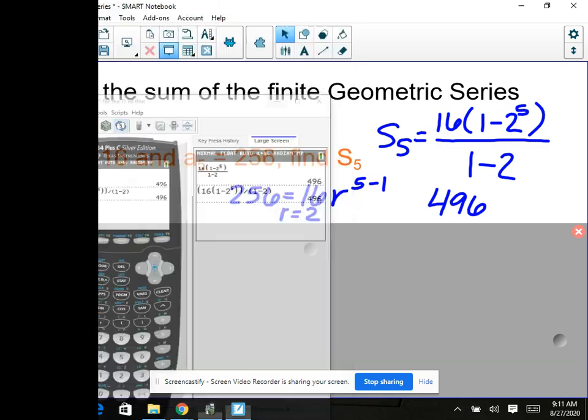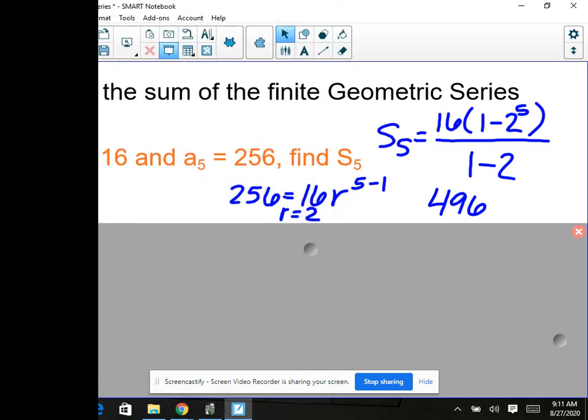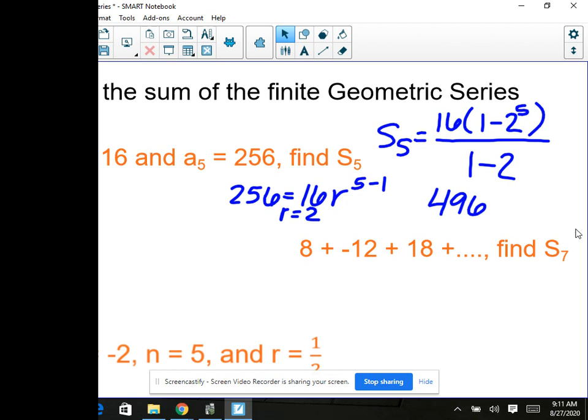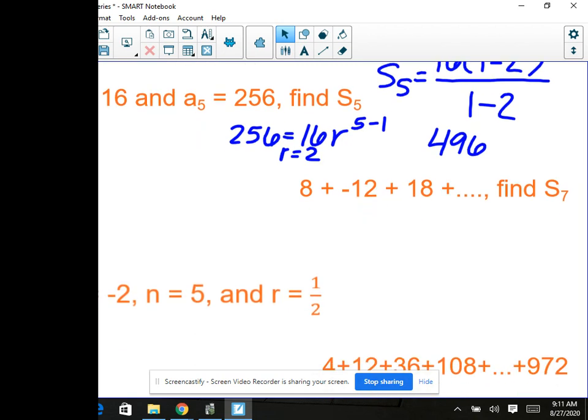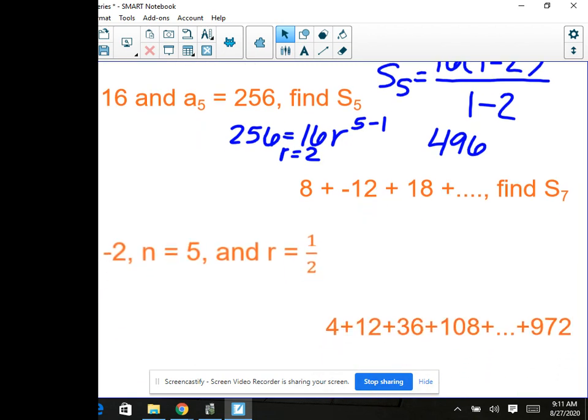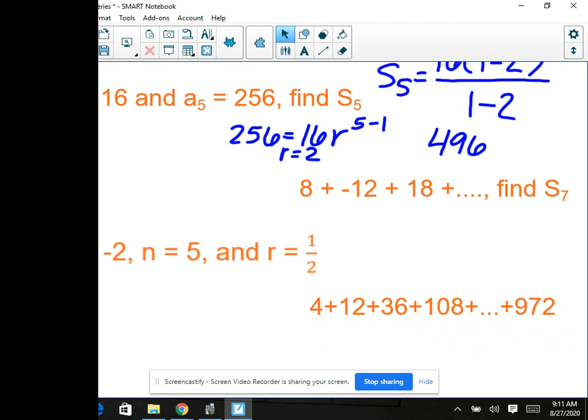Okay? Any questions on that one? Okay? Go ahead and try these 3. See, earlier when I said, is there a shortcut to one? This is the one I was talking about. Bear with me.